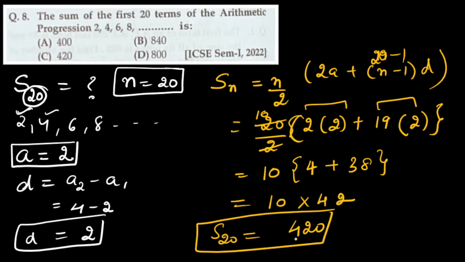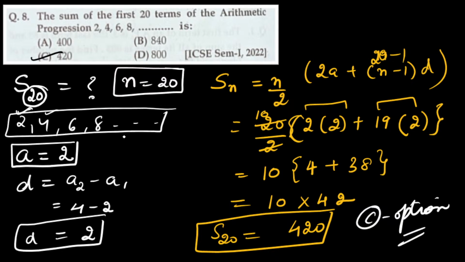So are you all getting the same answer? Option C, many of you have shared. Okay, so option C is the correct answer: the sum of the first 20 terms is 420. This question was a direct question, but only one thing you have to remember: whenever a sequence is given to us, indirectly A and D are given to us. So write it down at the start of the question itself: from the sequence, write the value of A and D.